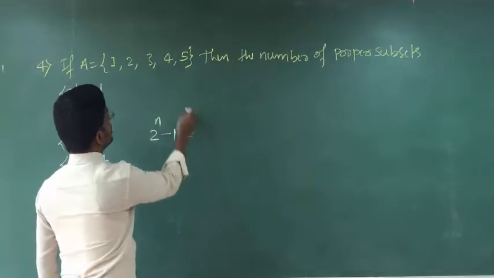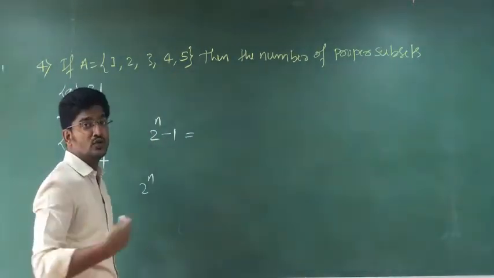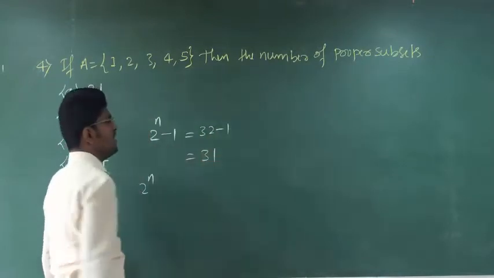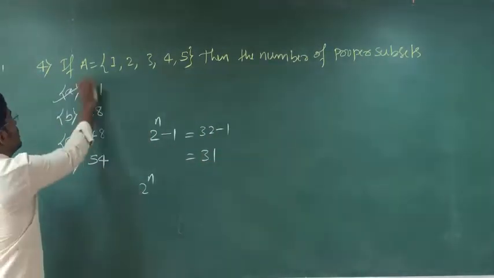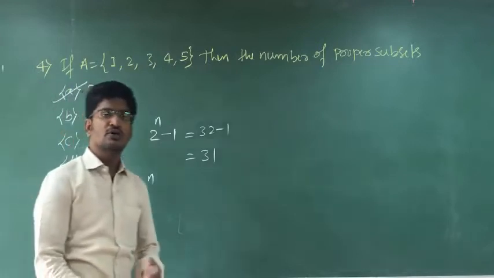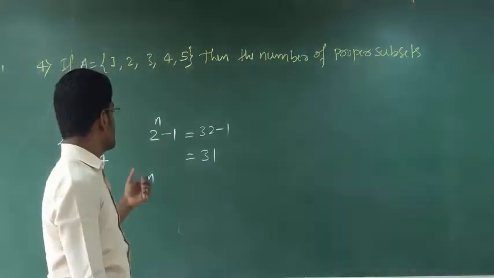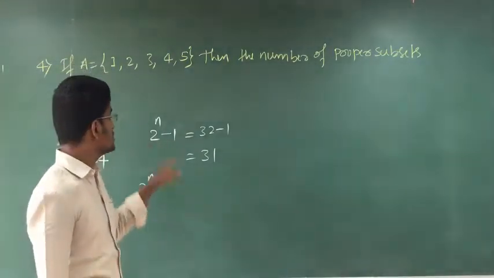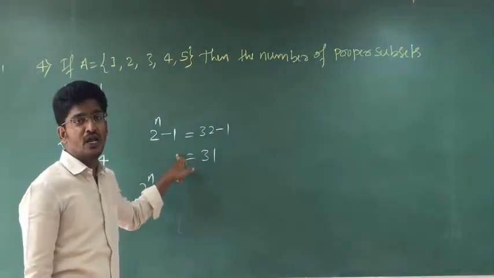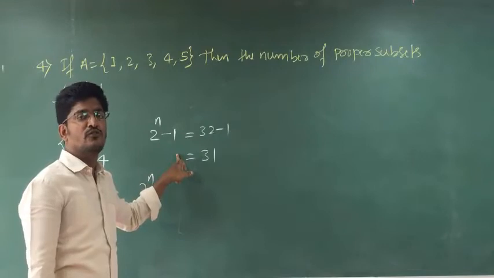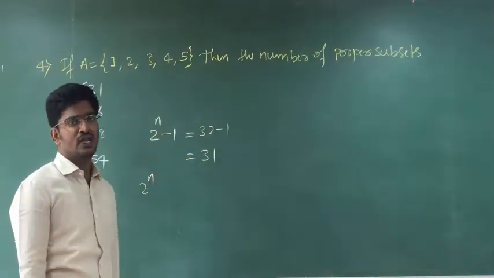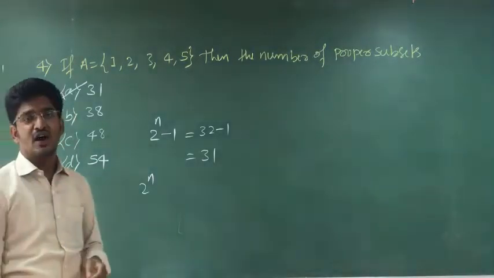So here you have 5 elements. 2 to the power of 5 is 32 minus 1. So your answer will be 31. Very simple. No problem. Clear? But you must know the formula, that is 2 to the power of n minus 1. Here the explanation is not needed, because directly you know the formula for proper subsets. 32 minus 1, answer will be 31. So option A is the correct answer.